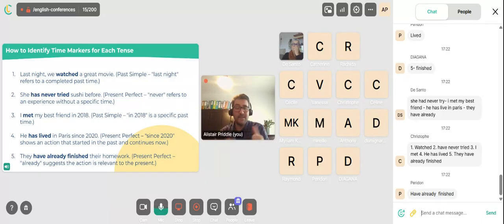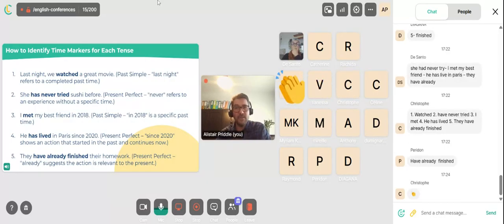Okay, well, once again, guys, thank you ever so much for your participation in the chat exercise. But we are going to continue. So very well done, everybody.